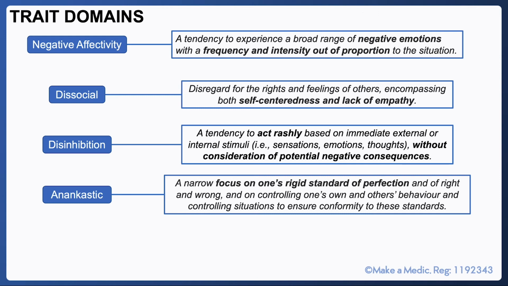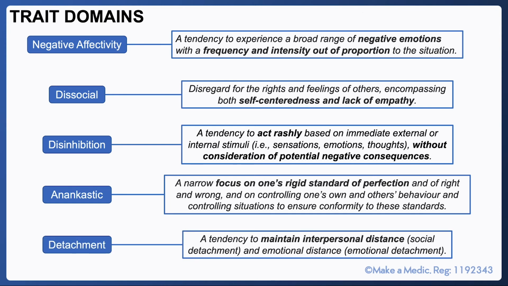Anancastic is a little bit like OCD, where patients have a very rigid standard of perfection, and they will try to control their own behavior and others' behavior to conform to their ideas of what counts as perfection. And detachment is essentially a tendency to try and avoid being emotionally close to other people, so wanting to maintain some distance between yourself and others.